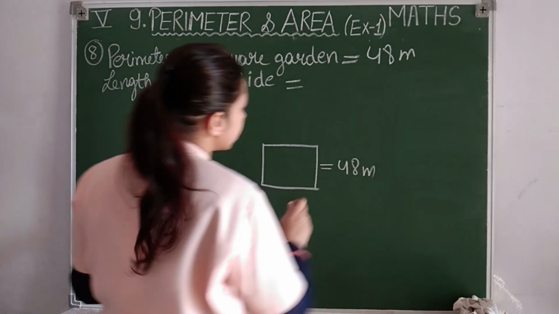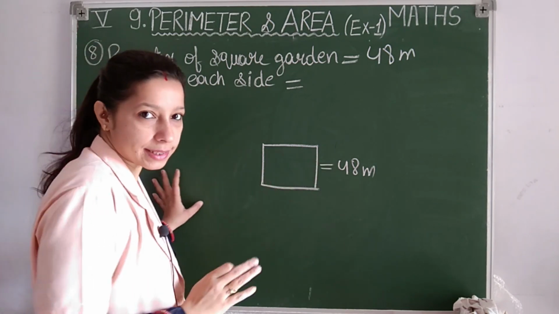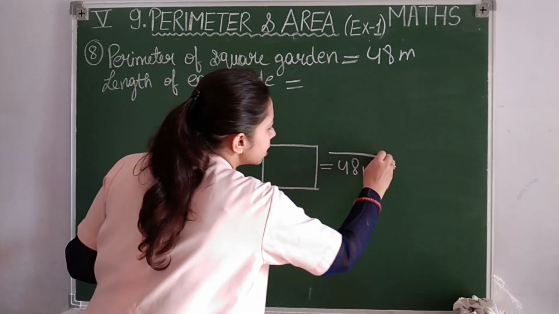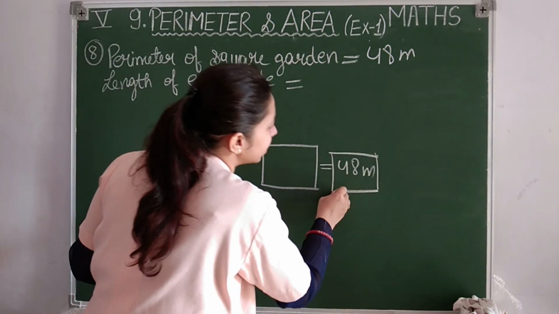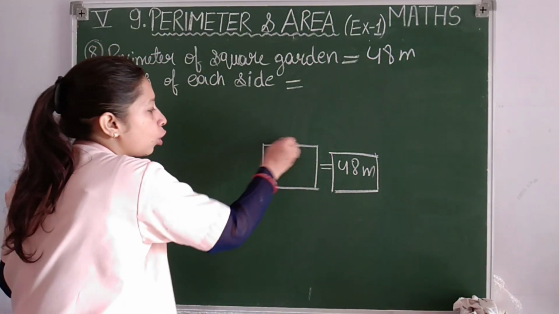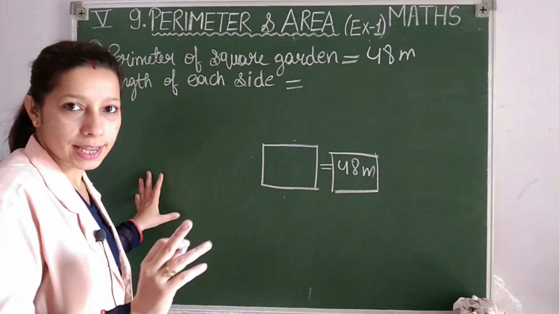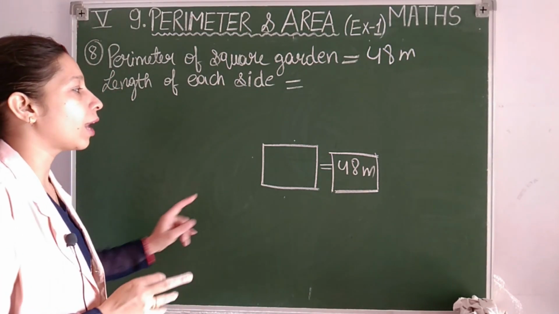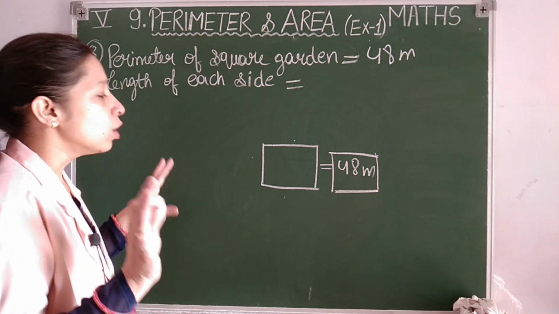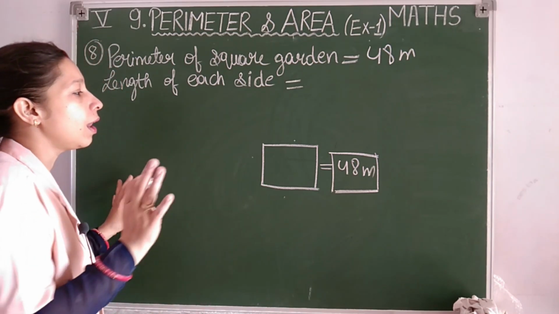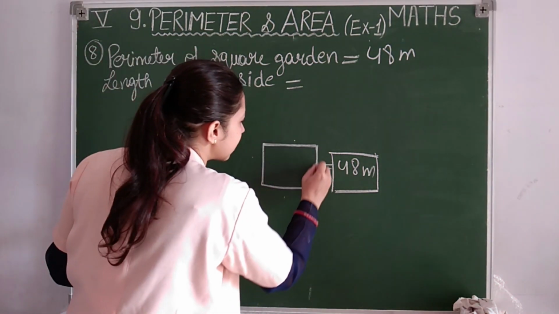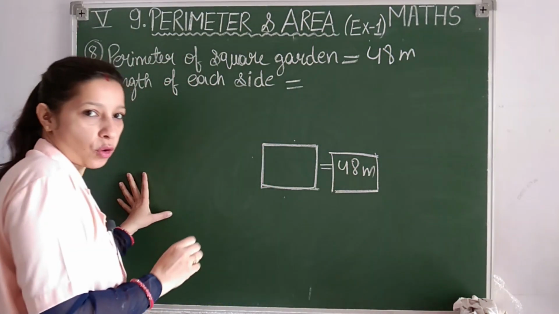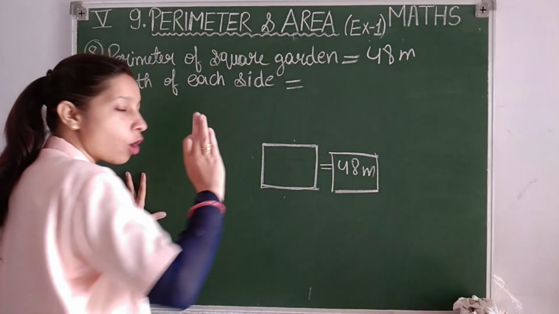So if its perimeter is given, that means the sum of all the four sides is given, isn't it, students? So this total 48 meter, which is the perimeter of square garden, is the total of all the four sides, isn't it? Then what you have to find? You have to find here length of each side. You have to calculate how much is the length of one side. So students, it's very simple how to calculate, because we know that each side is of same measurement, equal measurement for a square, and this is the sum of all the four sides.